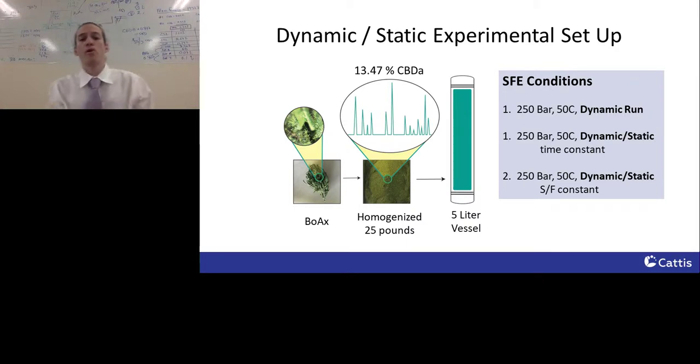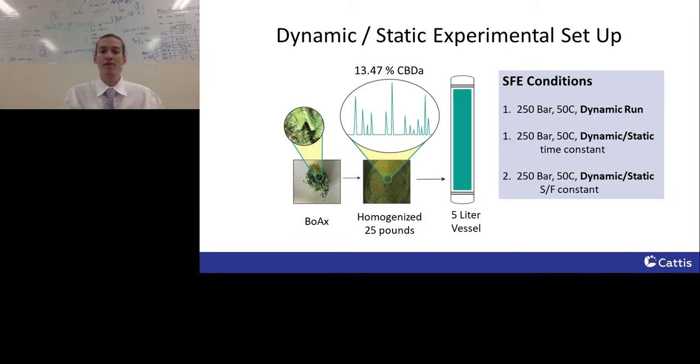In Vermont, we have a very limited medical marijuana program. However, hemp is pretty open, and so our laboratory does all our work on industrial hemp. For this work, we acquired 25 pounds of high CBD hemp. We homogenized all 25 pounds, and then we tested it to get 13.5% CBDA. And we're running 3 different trials.